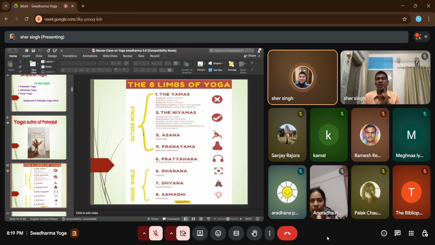Then niyama. Niyama is self-observance. Yamas are the behaviors which we have to conduct while we are in society. Niyamas are the behaviors which we have to imbibe in ourselves.